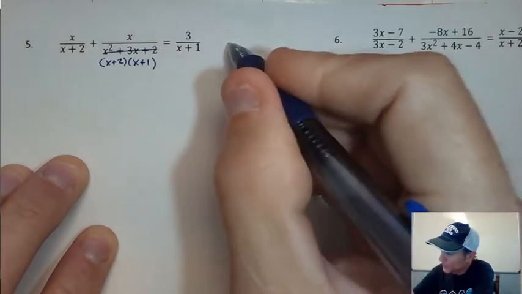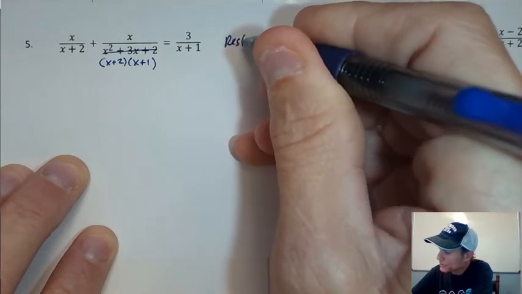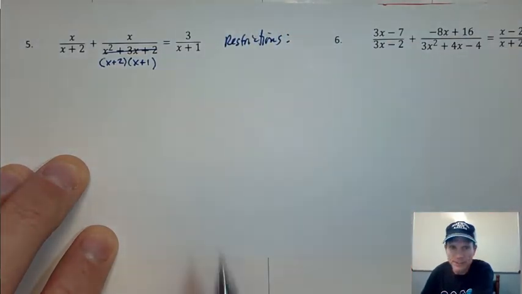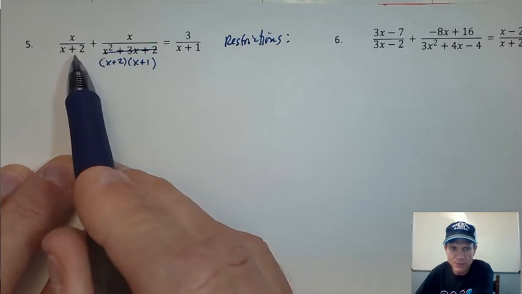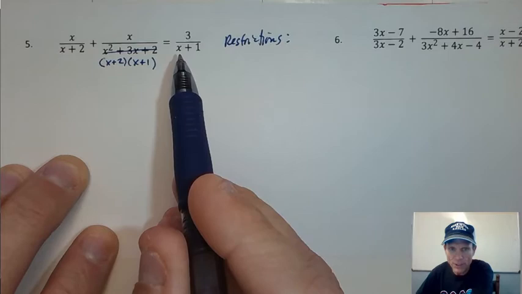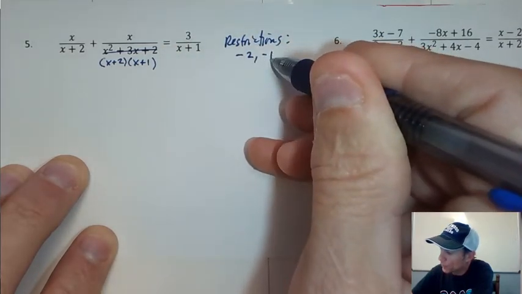Also, I have to remember to state the restrictions here. The restrictions, and we should be getting pretty good at this now. The restrictions: -2 would make this 0, and -1 would make this 0. So the restrictions are -2 and -1.